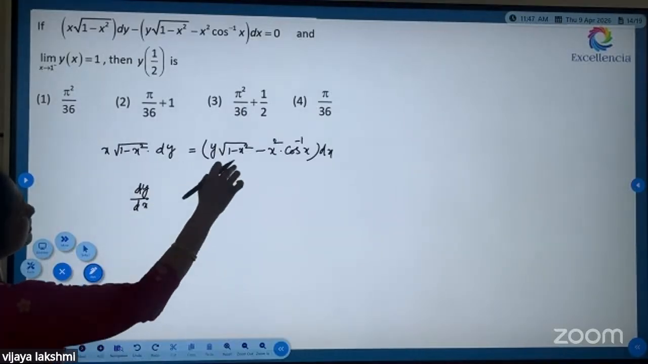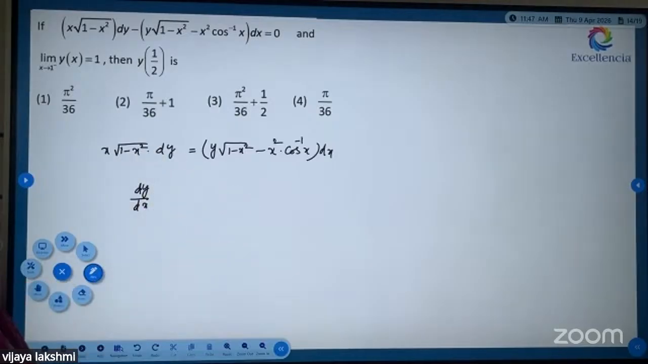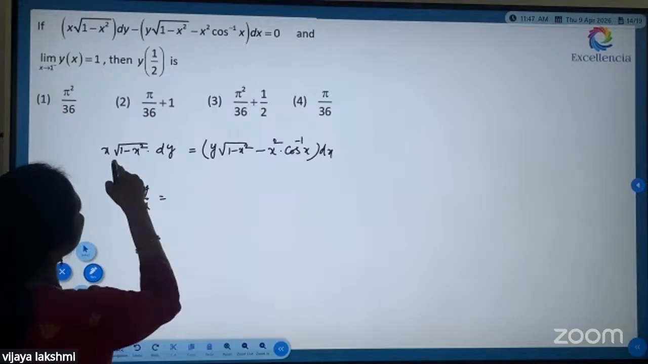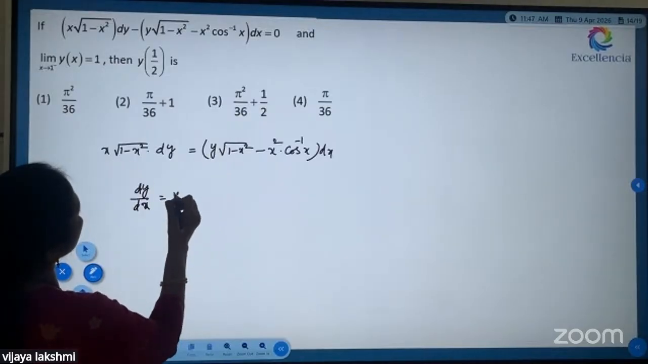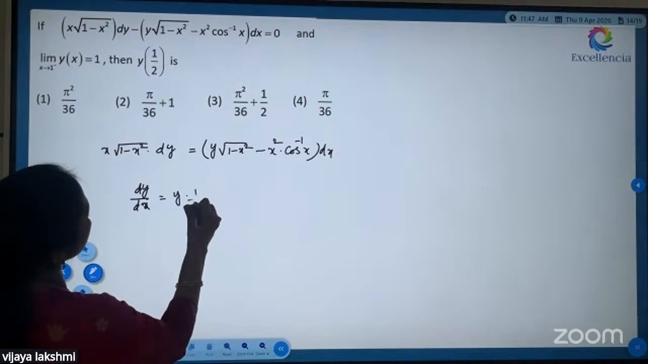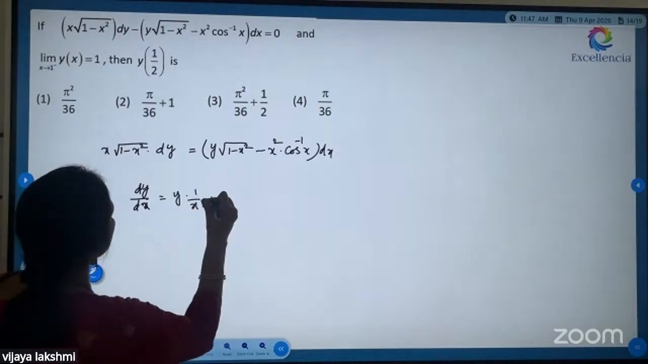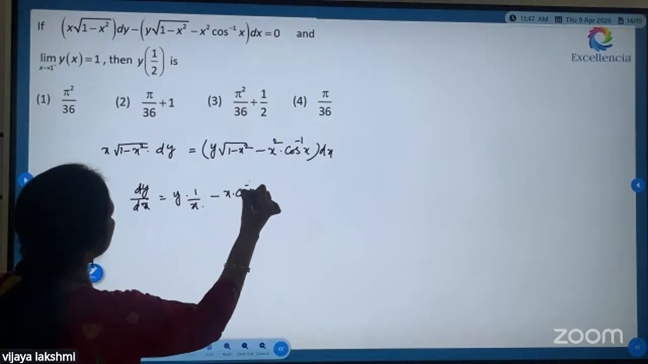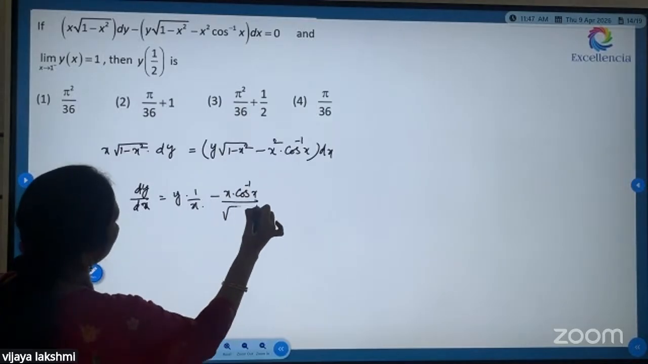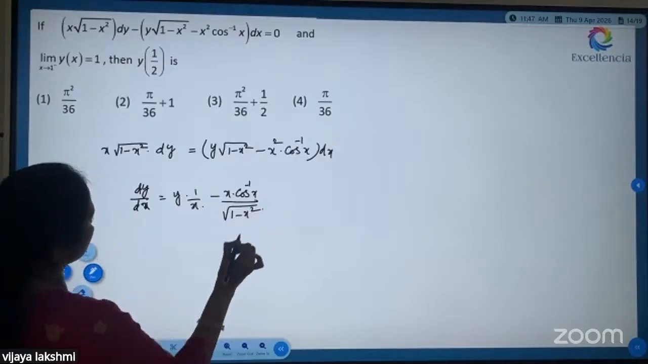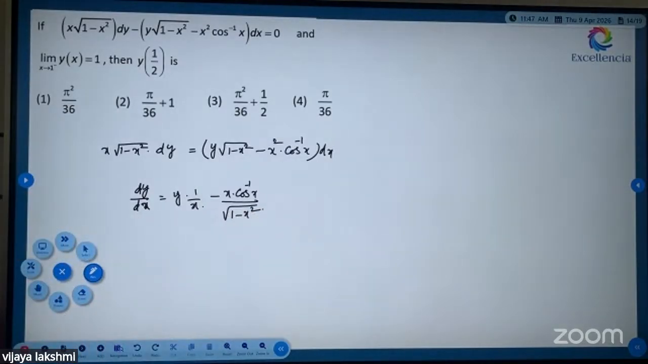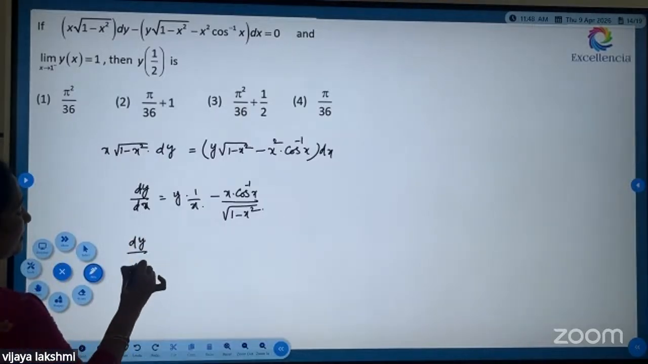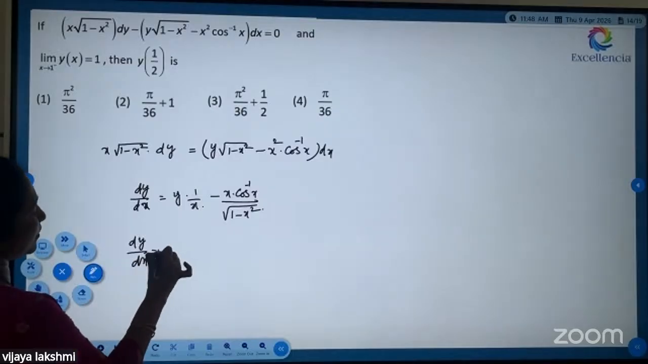Just divide both expressions by x times root of 1 minus x squared. Just directly I am writing the step. Here you get dy by dx equal to y into 1 by x, minus, here the x gets cancelled, x into cos inverse x divided by square root of 1 minus x squared. This is looking like a linear differential equation. That's what we try to convert, bringing it to the linear equation form.